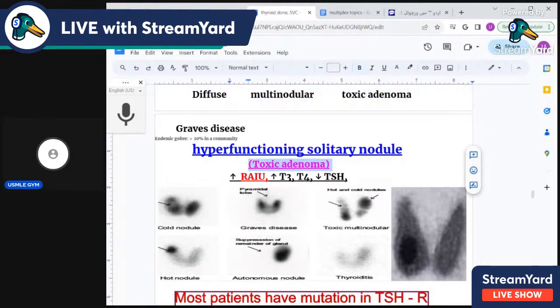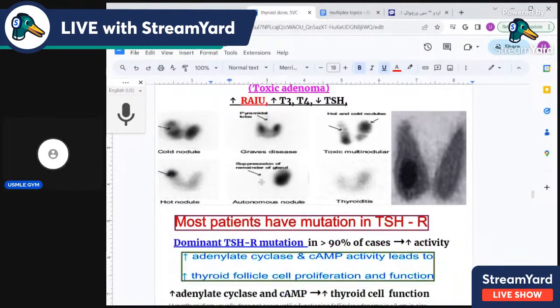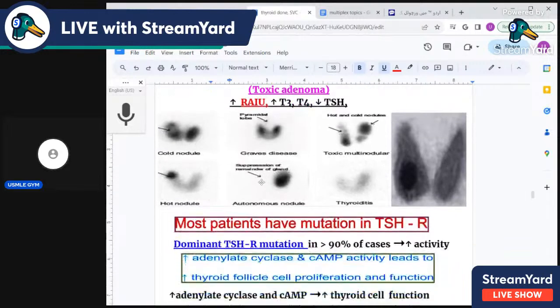The features of this one are that it takes more radioactive iodine. The cold nodule takes decreased radioactive iodine, but the solitary hot nodule takes more radioactive iodine, with increased T3 and T4 and decreased TSH. This is the thyroid function in hyperfunctioning toxic adenoma. Another feature is that the rest of the thyroid tissue is hypoactive.